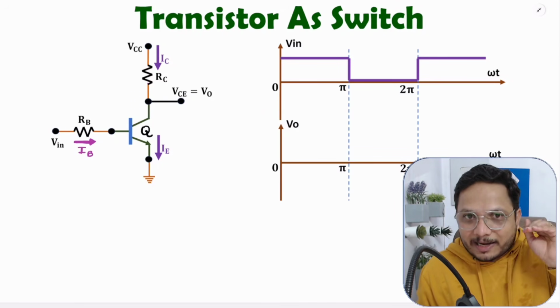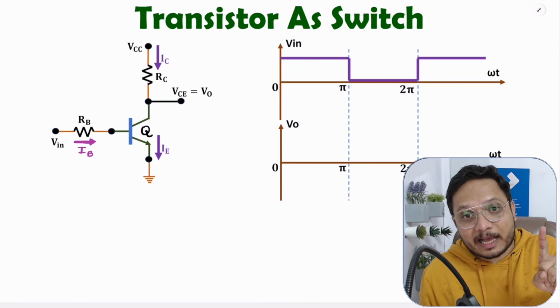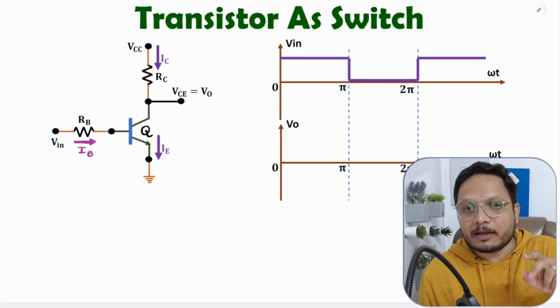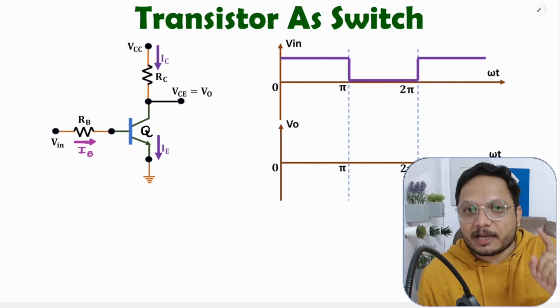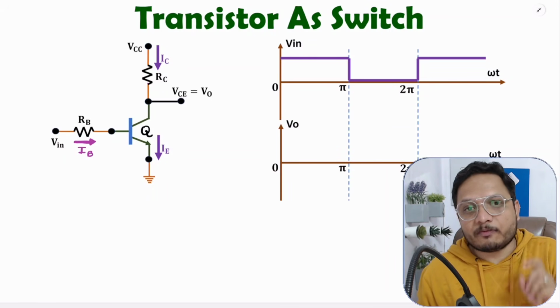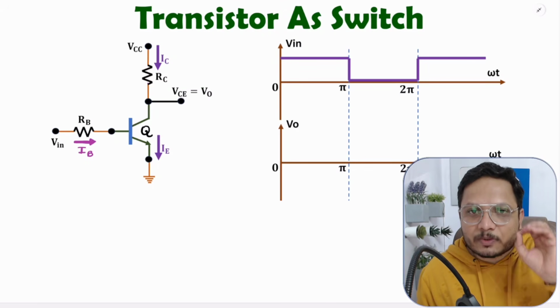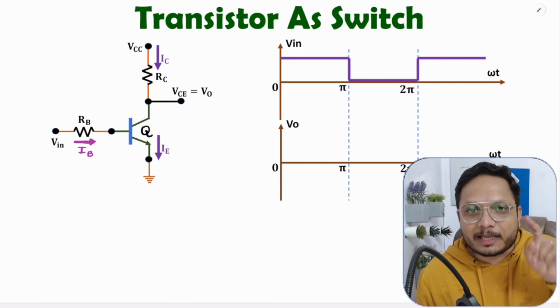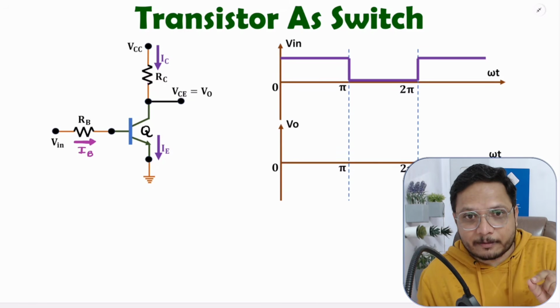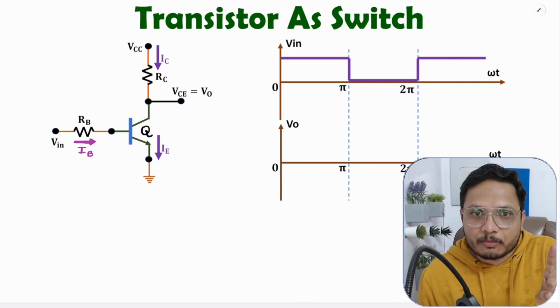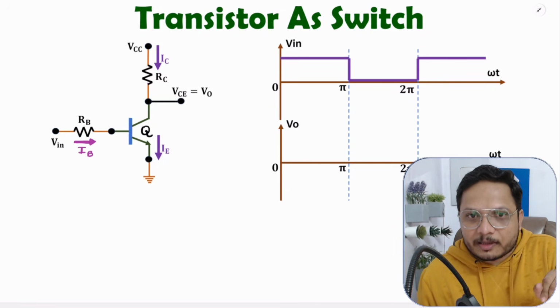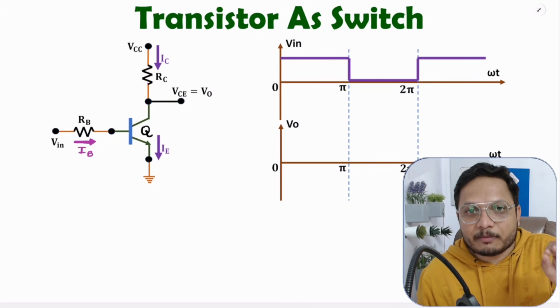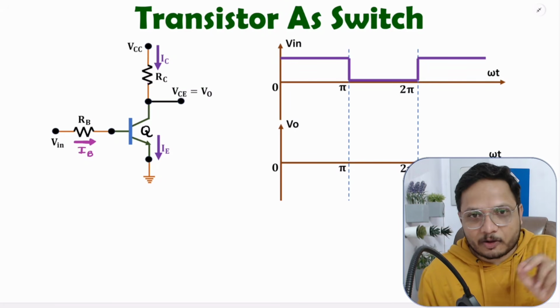When the transistor is on, it will be in saturation mode, and if the transistor is off, it will be in cutoff mode. So here we will be using the transistor as a switch. If it is on, then higher current will flow through it, meaning it is in saturation mode. If it is off, then current cannot pass through it, meaning it is in cutoff mode.